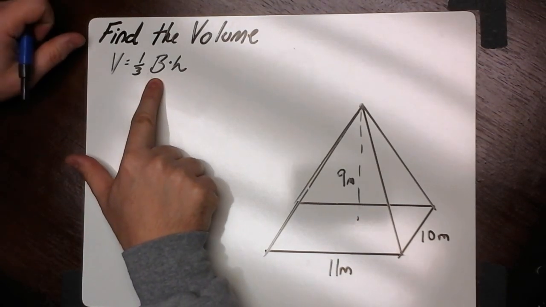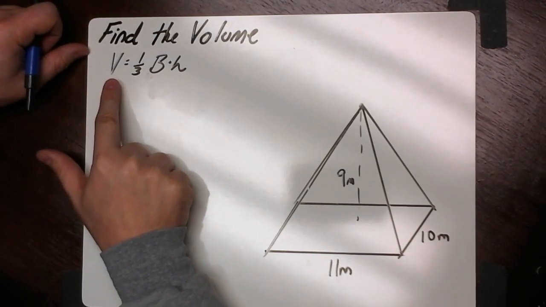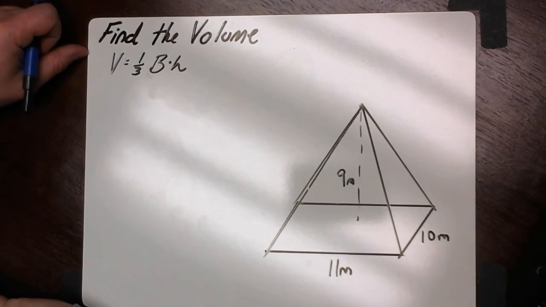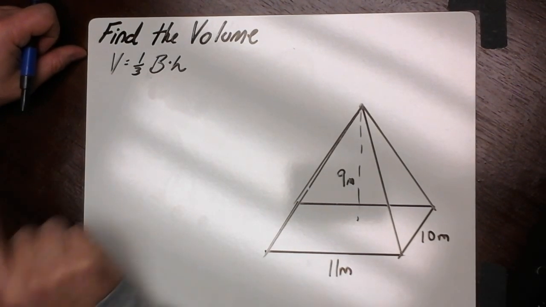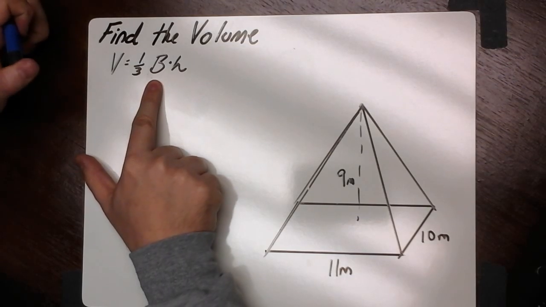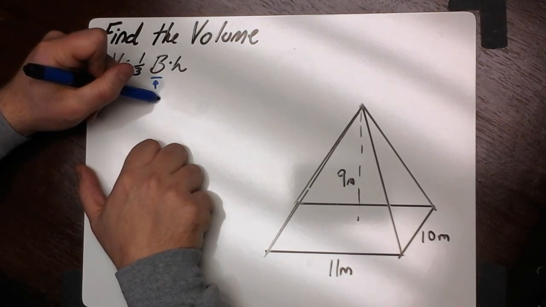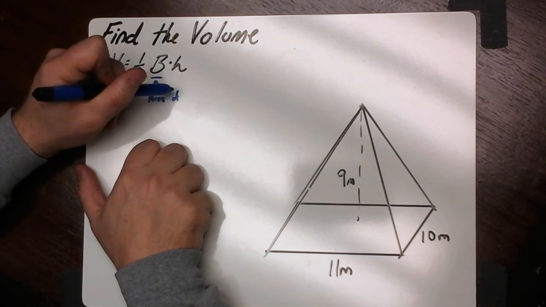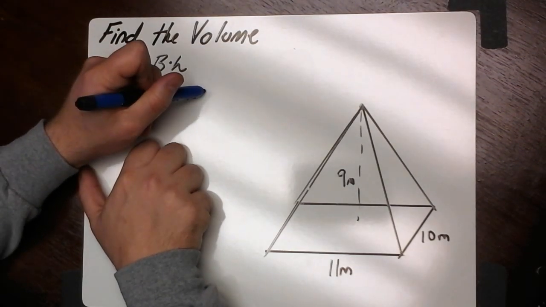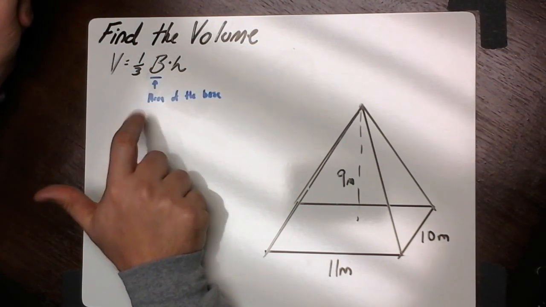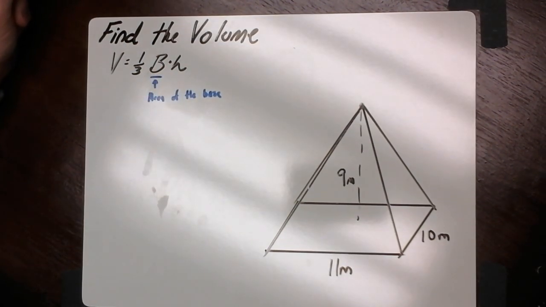So notice that capital B there. So we got V equals 1/3 times capital B times H. Sometimes it's just called big B. So capital B is referring to the area of the base. And in doing so, I have to find the area of the base first.